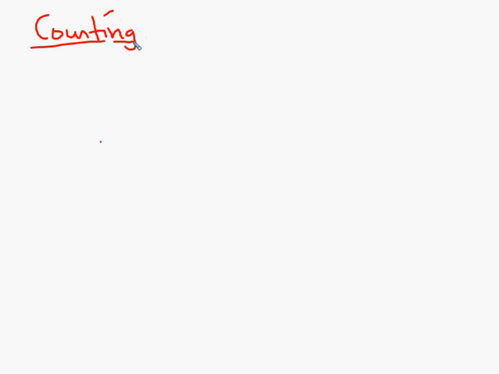So the idea with counting is, Jacob, take a seat. The idea with counting is we're trying to find the number of ways something can happen.